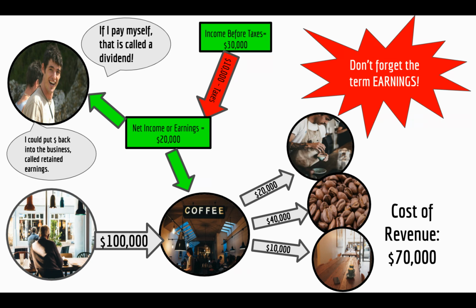So our cost of revenue is now $70,000. So everything else is really the same. We still have income before taxes. We still have to pay taxes, and we still have a net income. And we still have the decision to make of, do I pay myself or do I put money back into the business? So everything else is the same from a process or a model. It's just that the numbers are a little bit bigger.